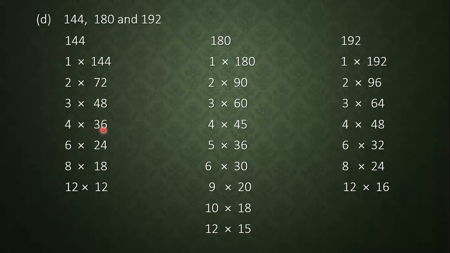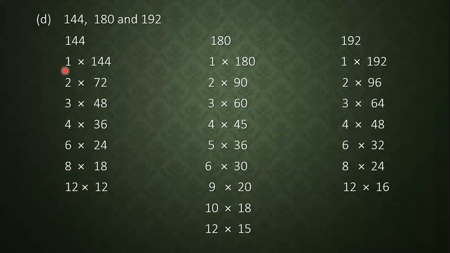So 4 into 36. Again, we don't have to check by 5 because the unit digit is not 0 or 5. Now we will divide by 6. On dividing 144 by 6, you will get 24 as the quotient and the remainder will be 0, which means we will be able to divide 144 by 6 completely. So 6 into 24. Now 8. 144 comes in the table of 8. 8 into 18 gives 144. Again, it is coming in the table of 12. 12 12s are 144. So it has many factors.